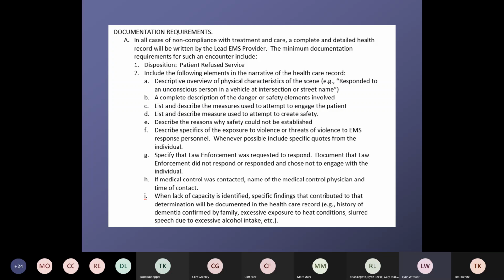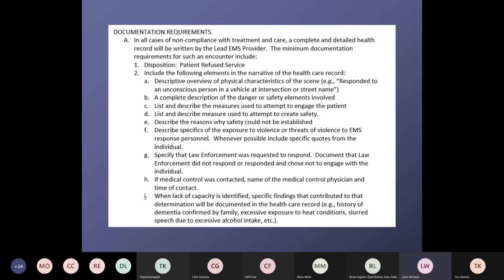Describe the specifics of the exposure to violence or threat of violence to EMS personnel, and whenever possible, include specific quotes from the individual. Specific quotes would include the more scatological things like "get the fuck off me." Specify that law enforcement was requested to respond. Document that law enforcement did not respond, or responded and chose not to engage.